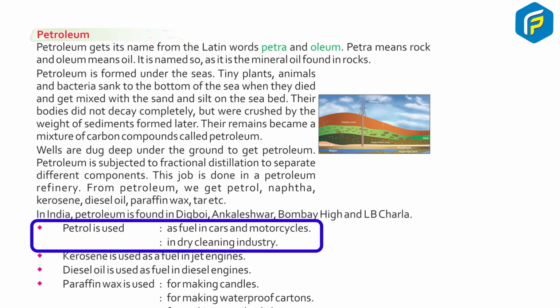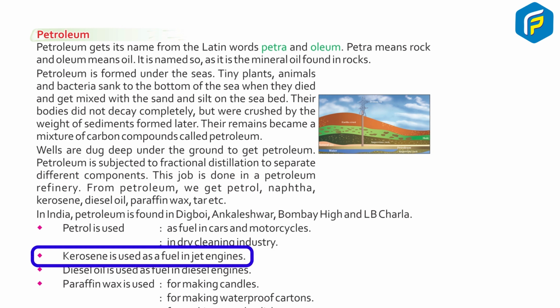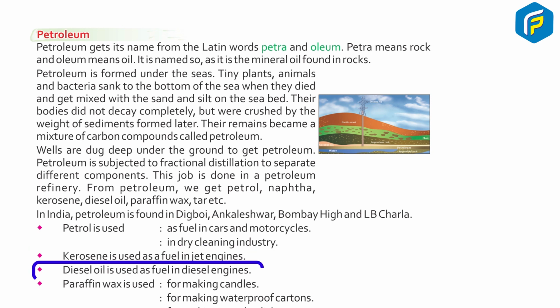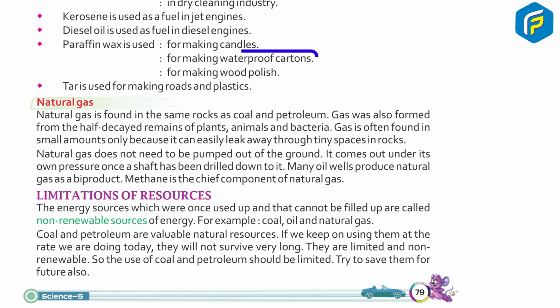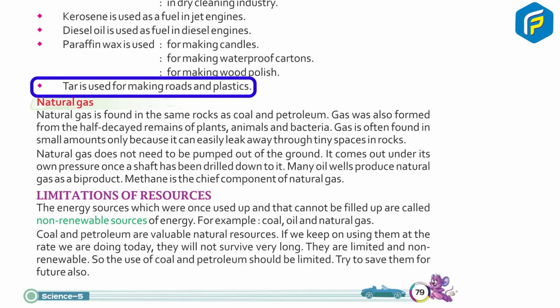Petrol is used as fuel in cars and motorcycles. In the dry cleaning industry, kerosene is used as fuel in jet engines. Diesel oil is used as fuel in diesel engines. Paraffin wax is used for making candles, waterproof cartons, and wood polish. Tar is used for making roads and plastics.